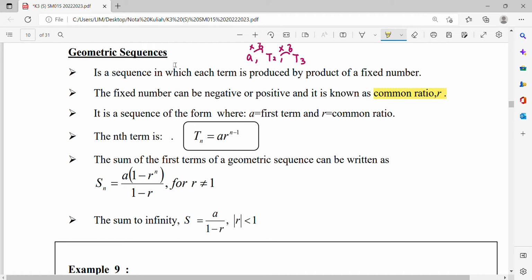So A still stands for the first term. And for a geometric sequence, we still have its formula where Tn equals ARn minus 1. Next, the sum of the first n terms.